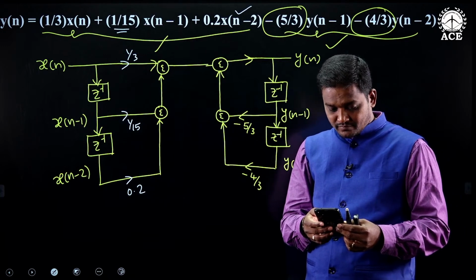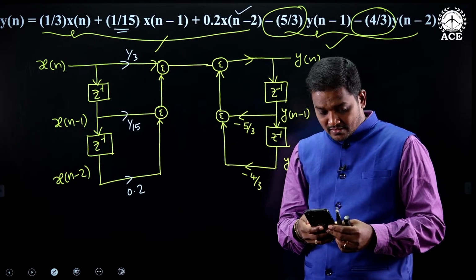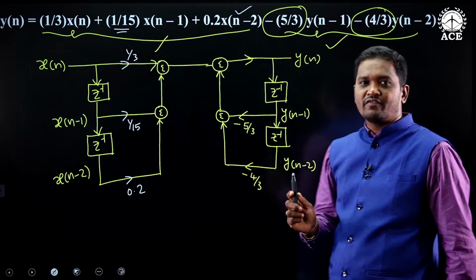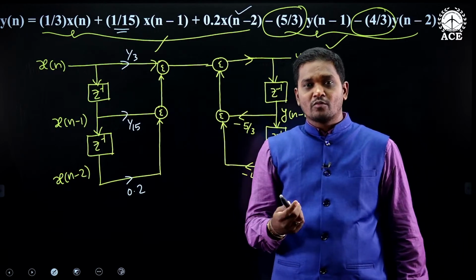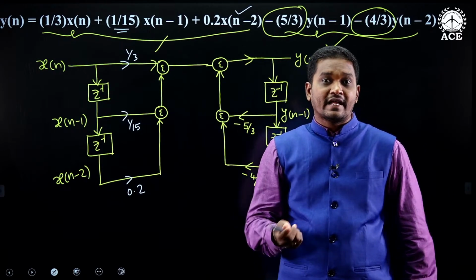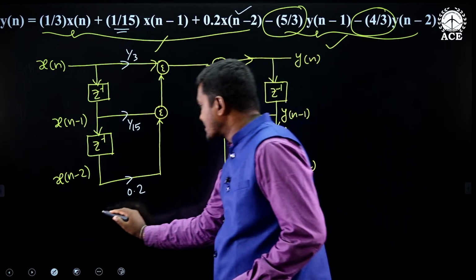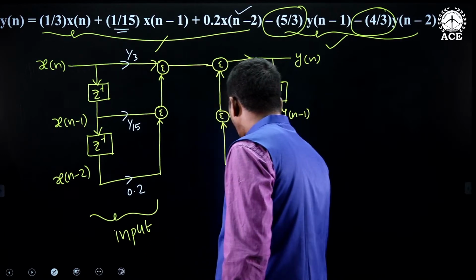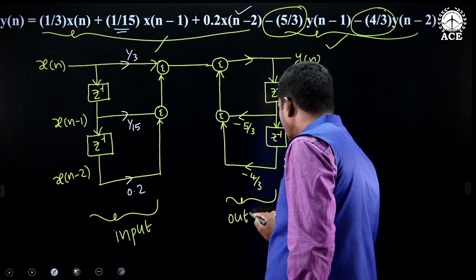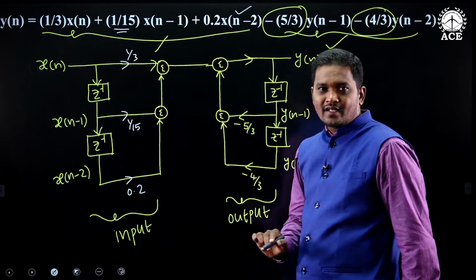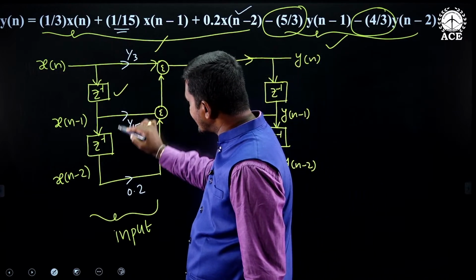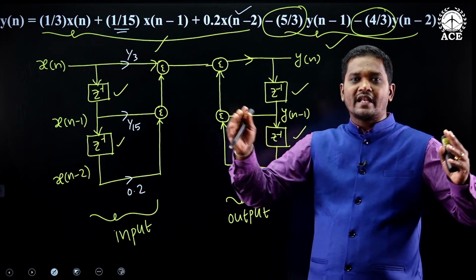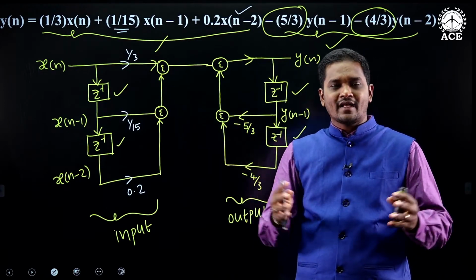Now, let us move to the direct form 2 method. Moving to direct form 2, what are the disadvantages of the direct form 1 method? It is clearly visible that this part belongs to the input side and this part belongs to the output side. So it is using separate delay elements for input and separate delay elements for output. This is the disadvantage. The number of delay elements is increasing.